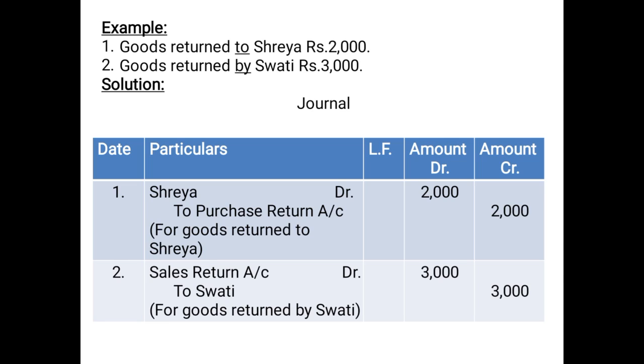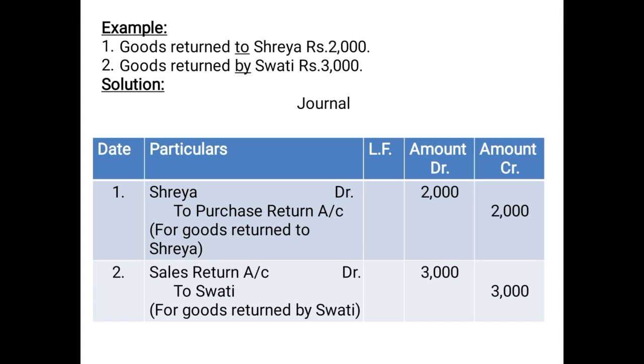Example number 1. Goods returned to Shreya. Now as you can see, I have underlined the word to. So goods returned to Shreya, rupees 2000. It means that the goods have been returned to Shreya. Who must have returned the goods? Obviously the business. So if the business is returning the goods to Shreya, that means it must have purchased it. That means it is purchase return.